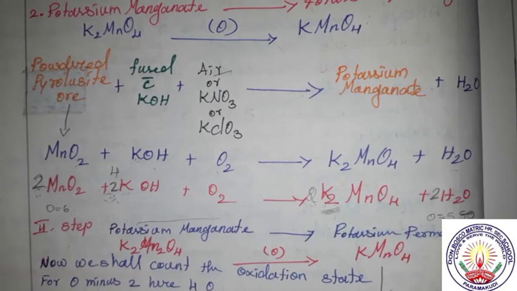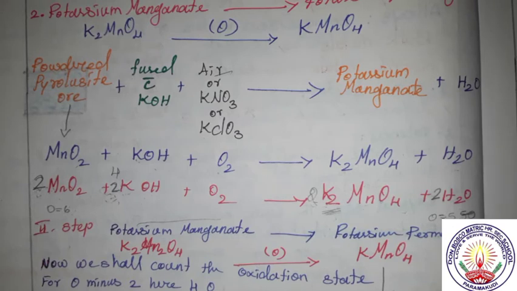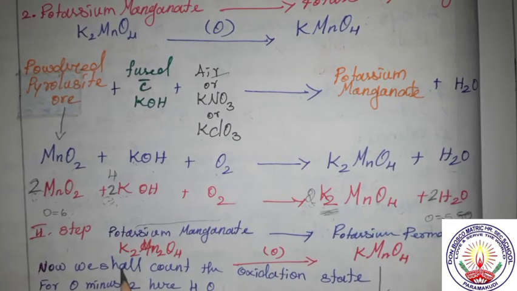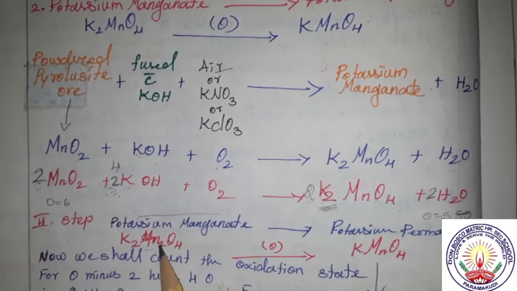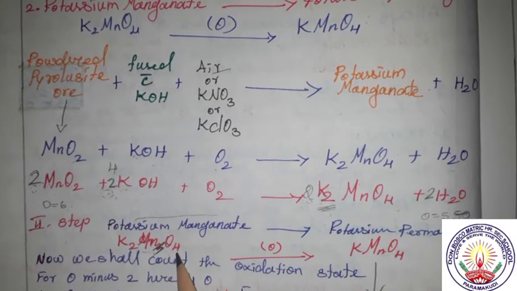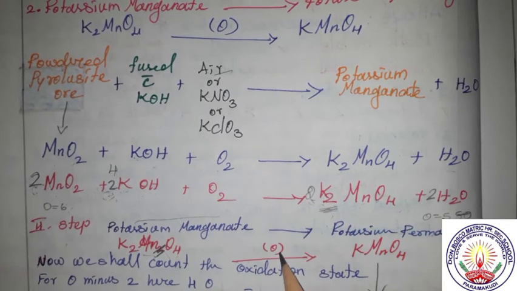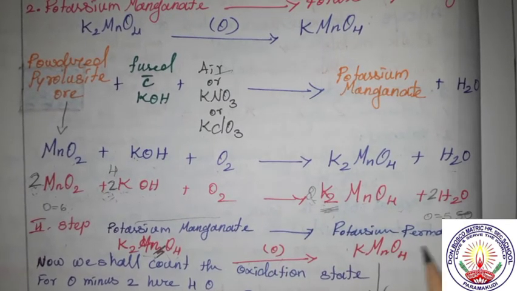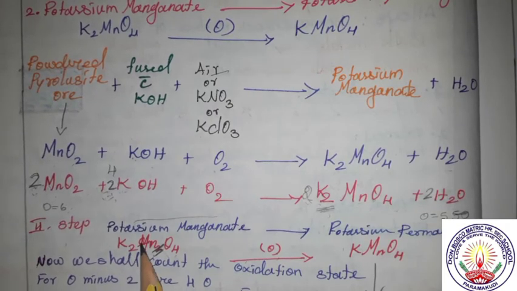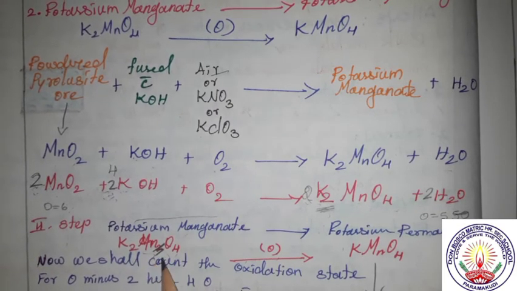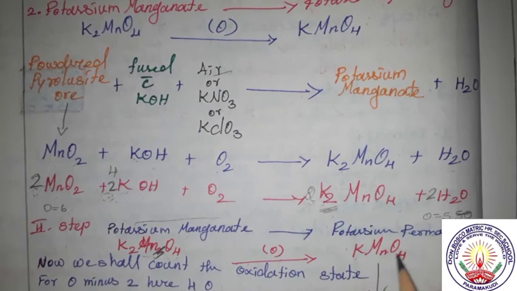The second step is from potassium manganate. What is the formula for potassium manganate? K2MnO4. So when we oxidize this, we are getting potassium permanganate. See the formula for potassium manganate, K2MnO4, here KMnO4.